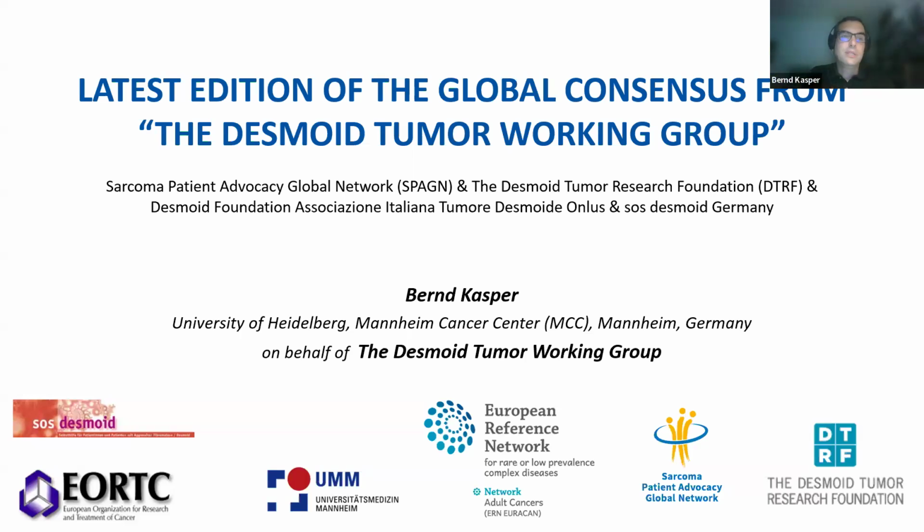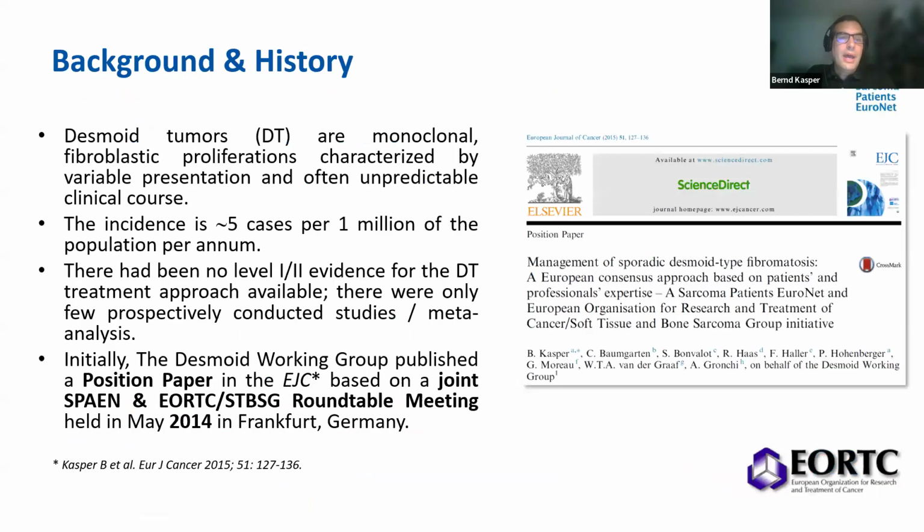And meanwhile, it's organized globally, with the DTRF and also with the Italian Desmoid Patient Organization and the German one. So, Christy, if you go to the next slide, you all know that we are talking about a very rare disease. Desmoid tumors are a monoclonal fibroblastic proliferation, which is characterized by a variable presentation. And clinically, it's often very difficult because the clinical course can be very unpredictable.